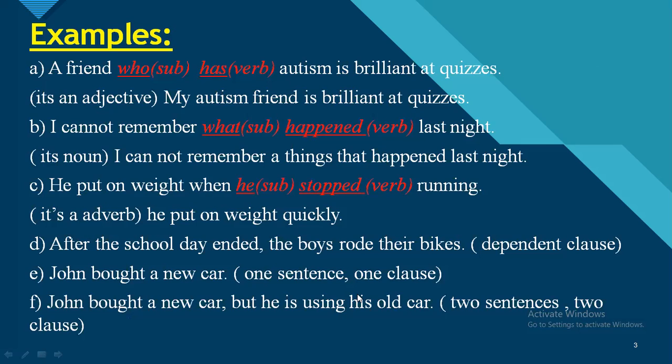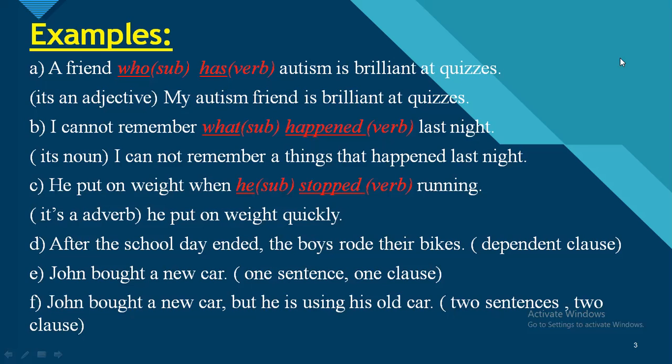The next example is: I cannot remember what happened last night. In this sentence, it works as a noun. It means I cannot remember things that happened the previous night. The next example is: he put on weight when he stopped running. In this example, it works as an adverb. From these examples, we can know that it works as an adjective, a noun, and an adverb.